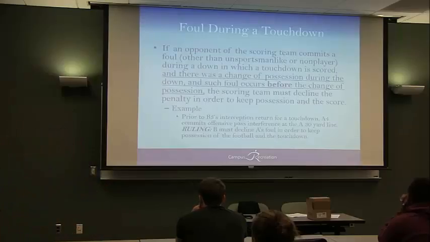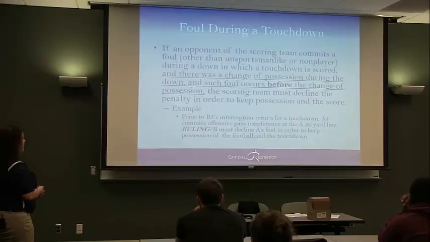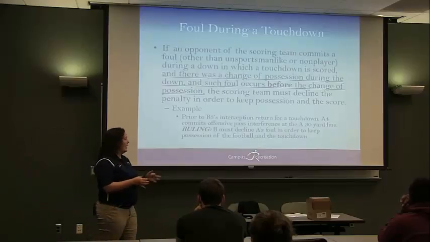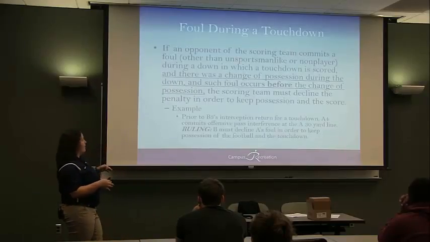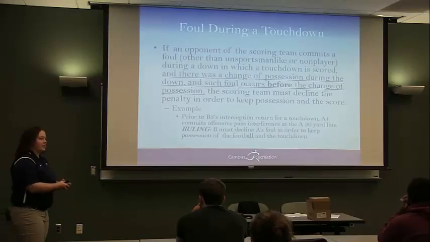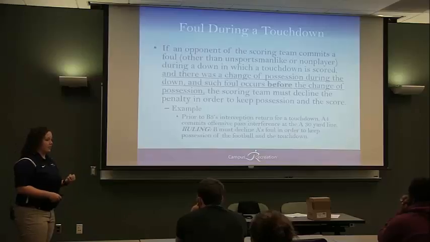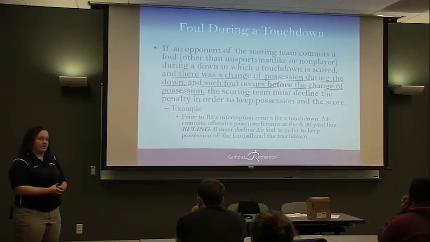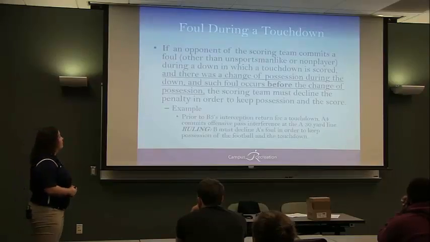So it says prior to B3's interception, they return it for a touchdown. A4 commits offensive pass interference on the A30. B must decline the offensive pass interference in order to score. So if the offense doesn't have clean hands and the defense intercepts it and runs for a touchdown, they can't have a touchdown and the penalty. Because they're basically saying that they want to accept the penalty that happened before they gained possession of the ball. So they must decline that penalty in order to keep the touchdown.